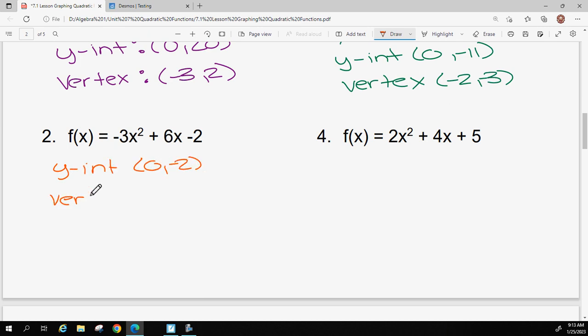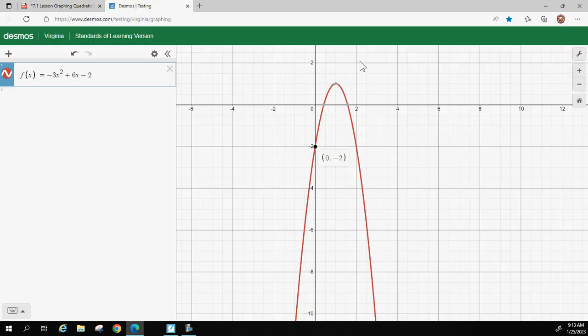And then let's go pick off the vertex. These are things we've talked about in the last 2 problems. There's the vertex, the place where it turns, (1, 1).